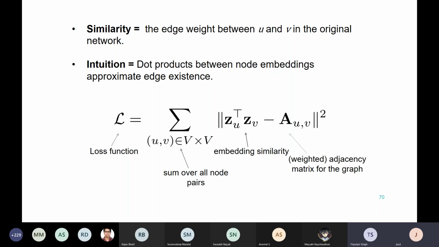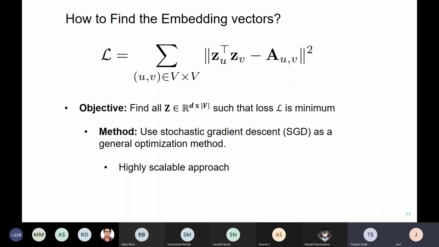So we now have the loss function, and because this is a loss function, you can straight away use stochastic gradient descent as the general optimization method. Like stochastic gradient descent in machine learning, this is a very standard optimization technique. So you can randomly initialize these ZUs and ZVs, and then apply stochastic gradient descent to find the good final values for ZU and ZV. Okay, so that is how you can make use of only the neighbors to figure out the embeddings.